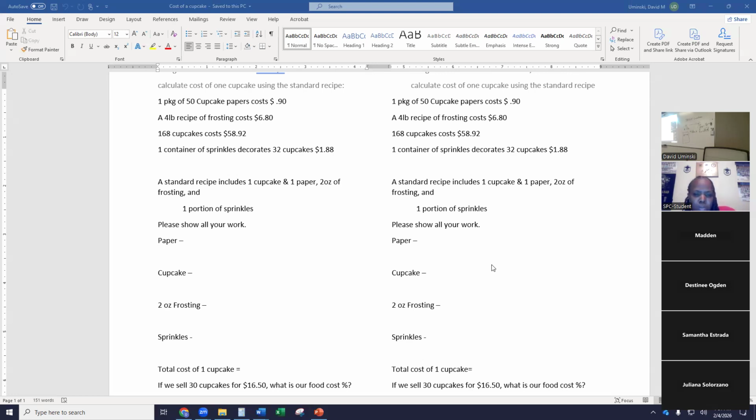All right, so all the as purchased information is at the top. I have the standard recipe of one cupcake, one paper, 2 ounces of frosting, and one portion of sprinkles. That's the standardized recipe. I want you to show your work on this section. And then when you're done, bring it up to me so I can check. I'm going to go ahead and pause the recording. Okay. When we start with the next math section, I need someone to remind me to start recording the deck. Please.